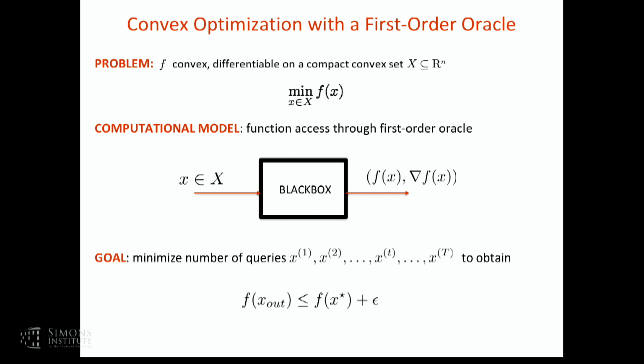And everything is exact. The function is convex. So you have lots of assumptions you can make. And your goal is, in discrete time, to ask a small number of queries to this black box, and then output some x which is only epsilon away from the optimum in function value.